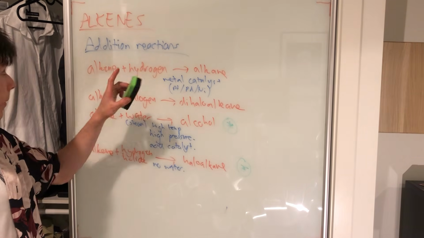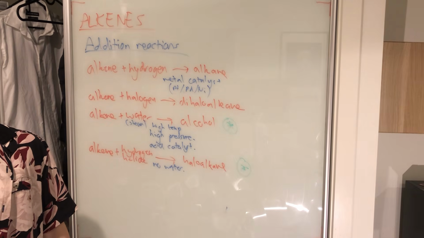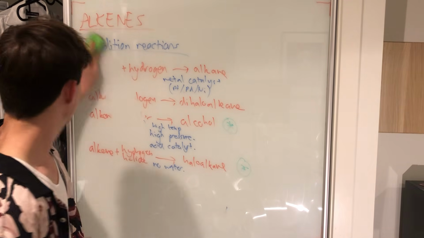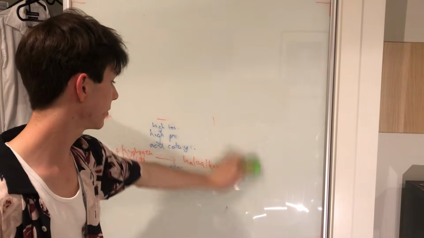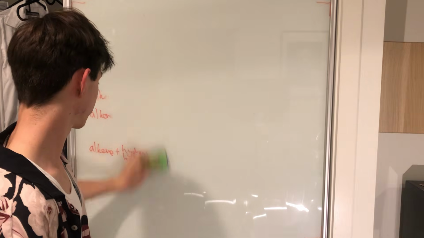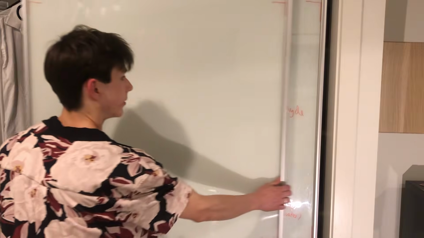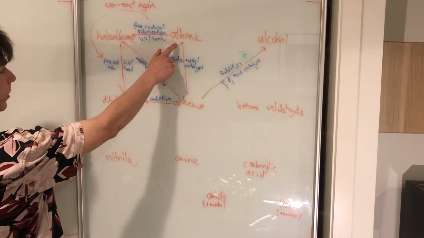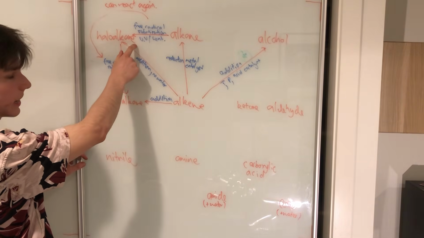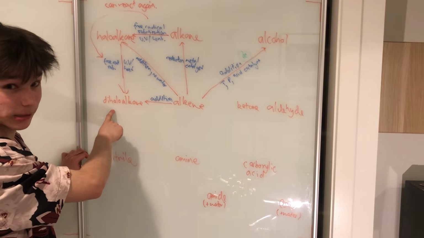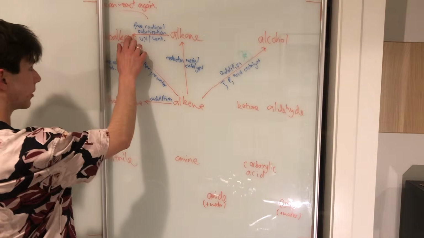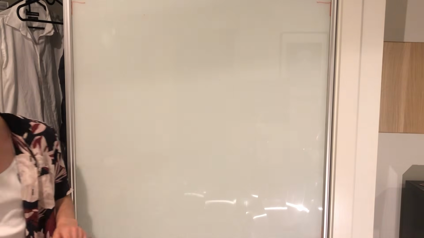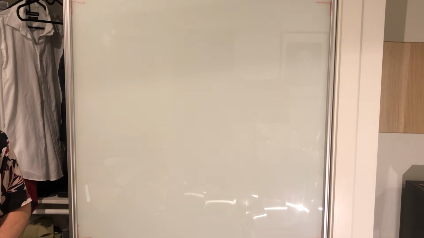That's it for alkenes. So next we're going to do haloalkanes. We have already done one haloalkane reaction, if you remember. It's this: how an alkene could become a haloalkane, but then a haloalkane could become a dihaloalkane, which could then become a trihaloalkane. But we're going to be focusing on haloalkanes now.